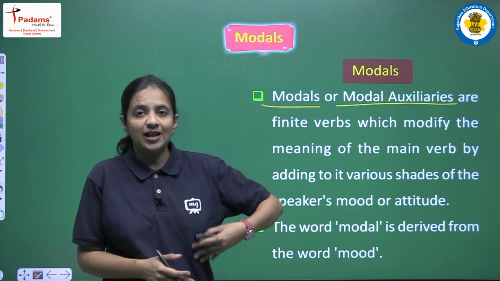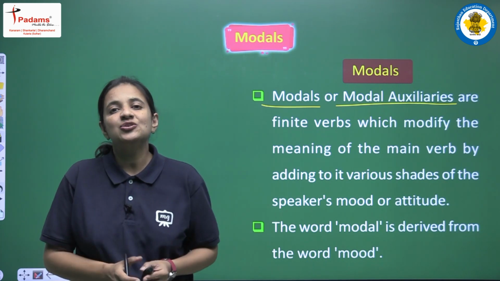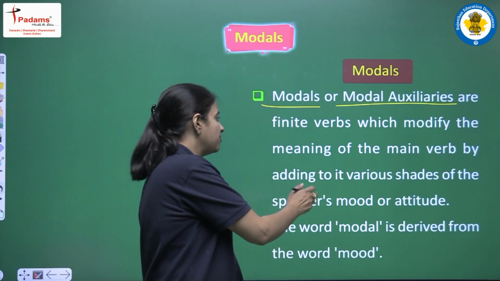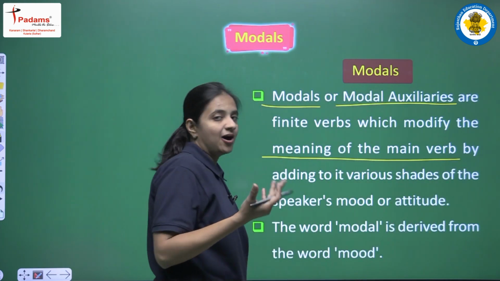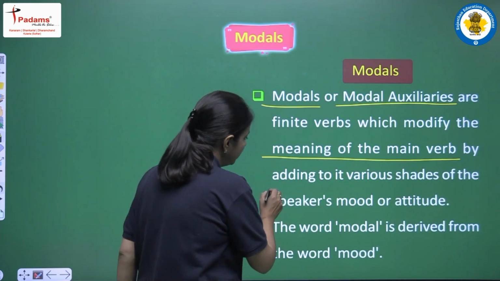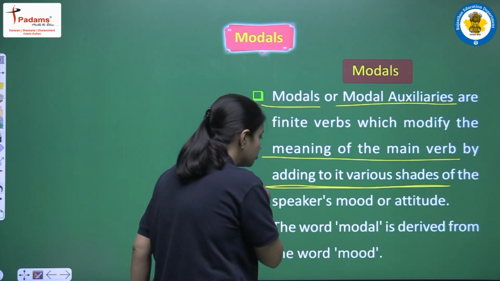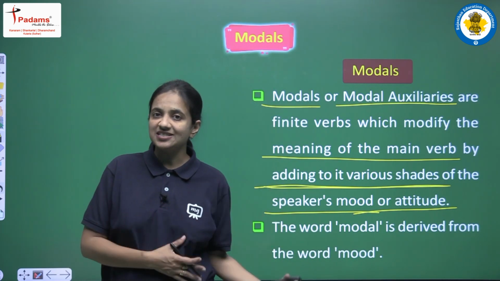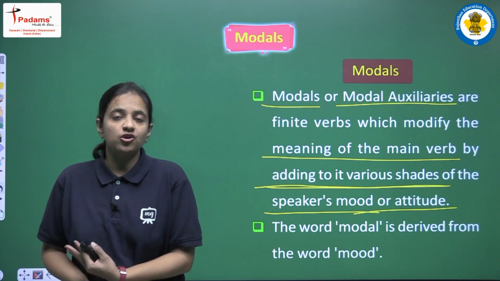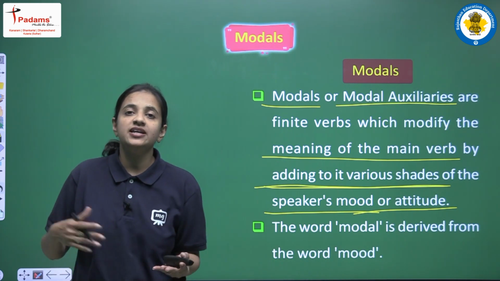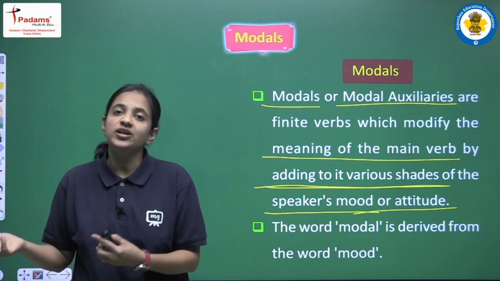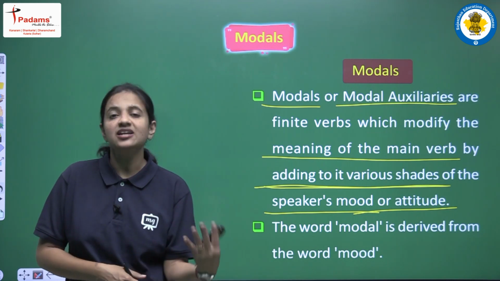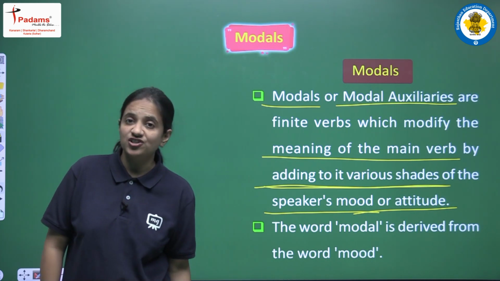जो verbs होती हैं, जो helping verbs होती हैं. So yes, modals are also known as modal auxiliaries and generally ये क्या करते हैं? They modify the meaning of the main verb. And how can they modify? Because they are able to add to it various shades of the speaker's mood or attitude. It means the speaker, the person who is speaking something, what is his mood or what is his attitude or what is his intention. So according to that, he can use any of the modals, and that modal shows what is the mood of the speaker, what is the attitude, or we can say what is the intention of the speaker.